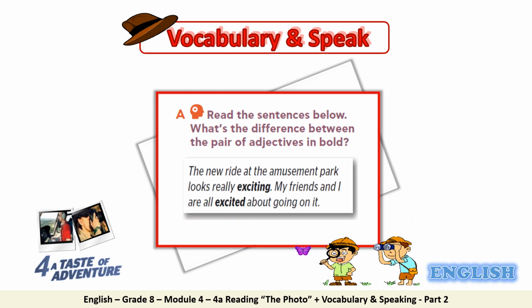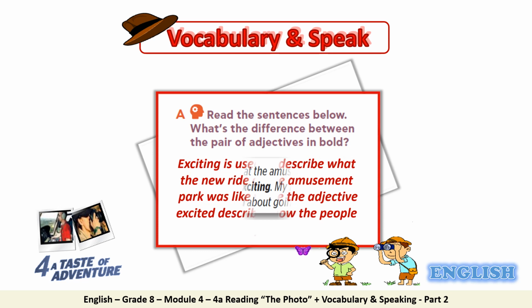The new ride at the amusement park looks really exciting. My friends and I are all excited about going on it. So what's the difference? That's right. Exciting is used to describe what the new ride at the amusement park was like, while the adjective excited describes how the people felt.